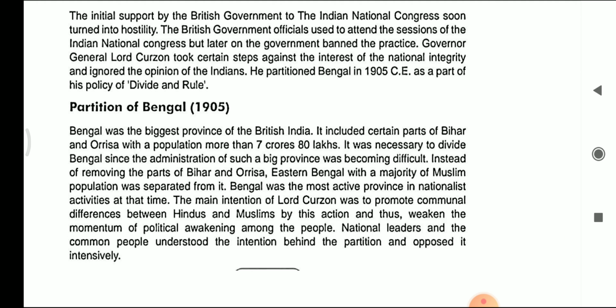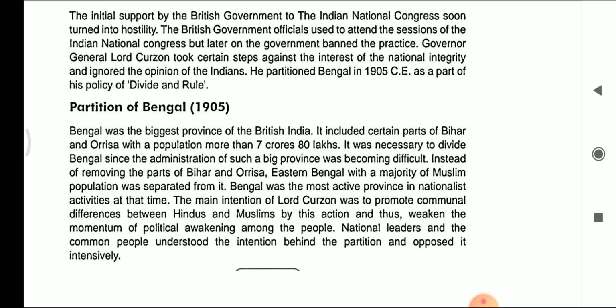Instead of removing the parts of Bihar and Orissa, eastern Bengal with a majority Muslim population was separated from it. Bengal was the most active province in nationalist activities at that time. The main intention of Lord Curzon was to promote communal differences between Hindus and Muslims by this action and thus weaken the momentum of the political awakening among the people.